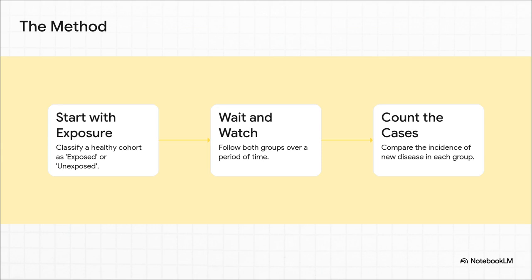The process here is just as logical. It's just going in the opposite direction. 1, you get your group of healthy people and you sort them. Exposed, unexposed. That's your starting line. 2, you follow them. Sometimes for months, sometimes for years, sometimes for decades. And 3, you just count. You count the number of new cases of the disease that pop up in each of the two groups.